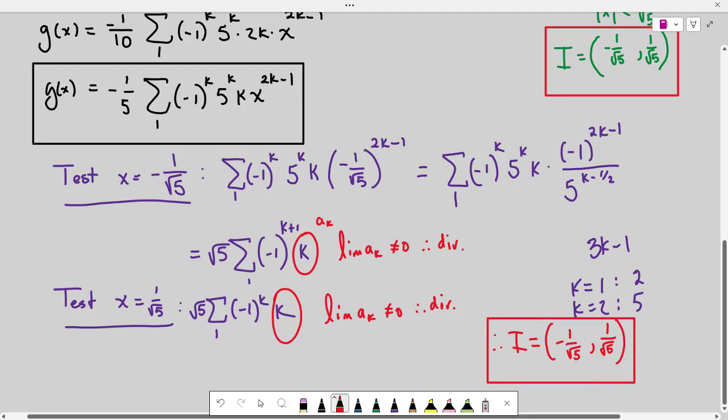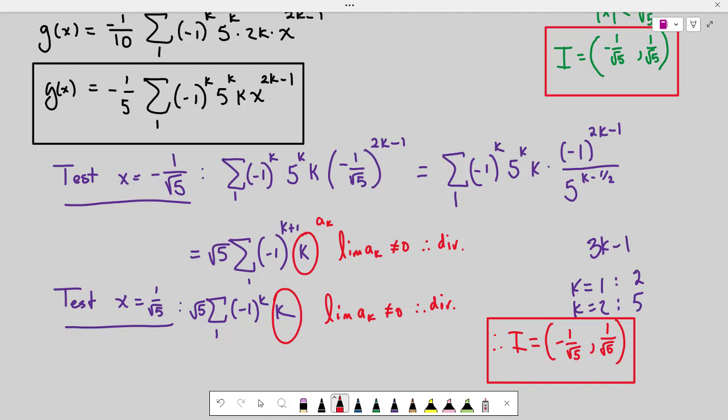So that's going to be the interval of convergence for the new function g. How do you know that taking the derivative or dividing by 10 doesn't change the interval? Because of the ratio test. The ratio test does a sub k plus 1 over a sub k. If you multiply a sub k by 10, then you're also multiplying a sub k plus 1 by 10. And when you form that ratio, the 10s cancel. So that's why multiplying by a constant or a power of x doesn't change the interval.